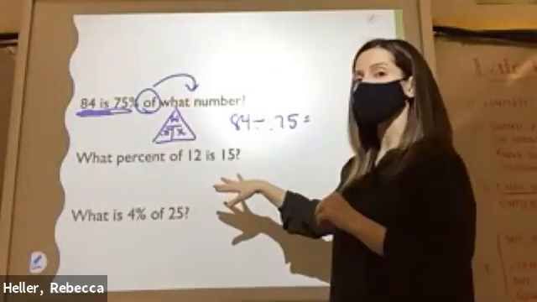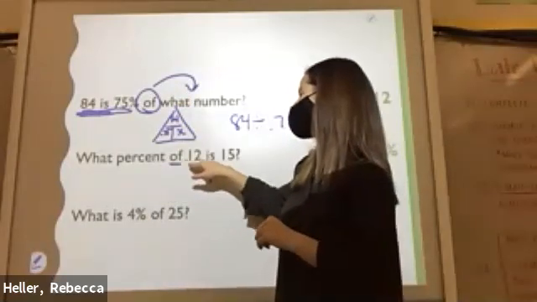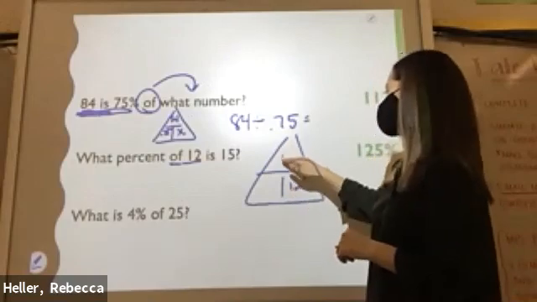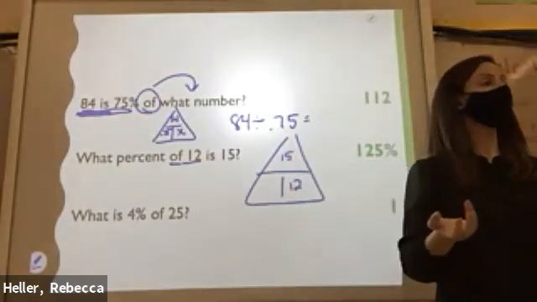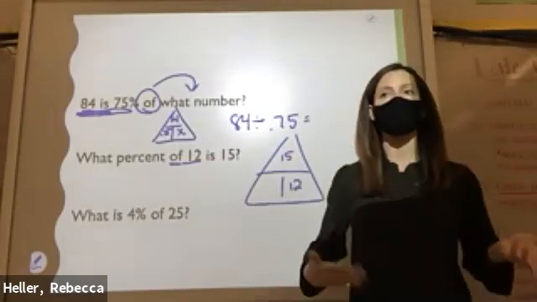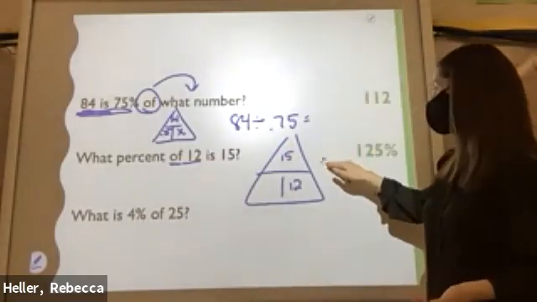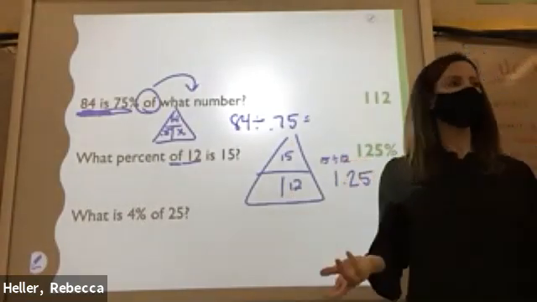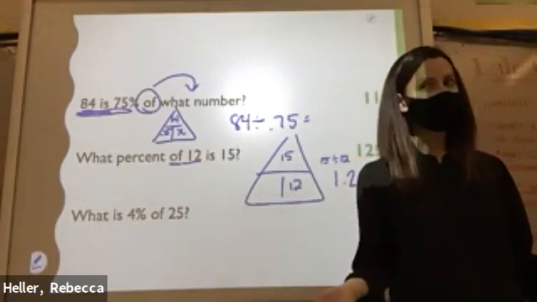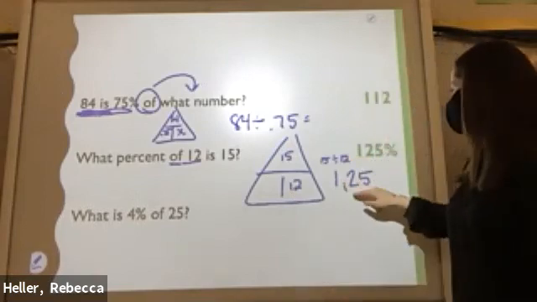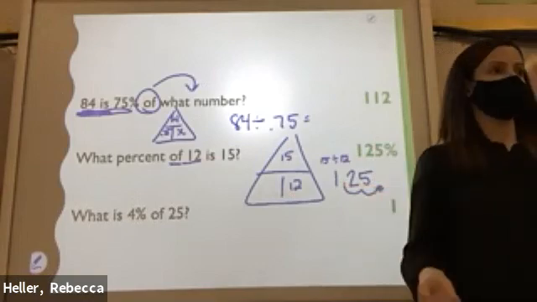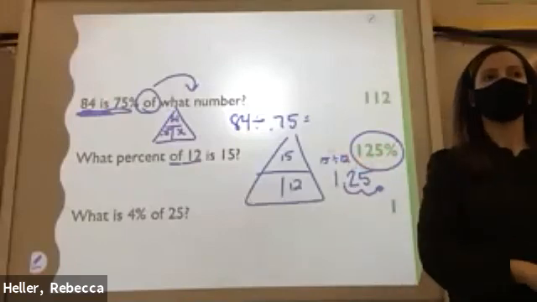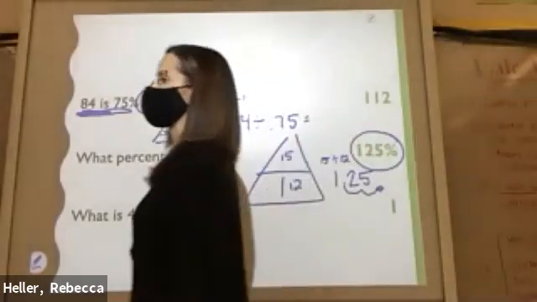For the second one, it says what percent of 12? That means 12 is the whole and 15 is the part. So that would be like if you got a 15 out of 12 on a quiz, obviously you got some bonus points. 15 divided by 12 is 1.25. But you wouldn't say you got a 1.25%, right? You got a 125%. You got an extra quarter of the original score. You got 3 extra points, which is a quarter of 12.